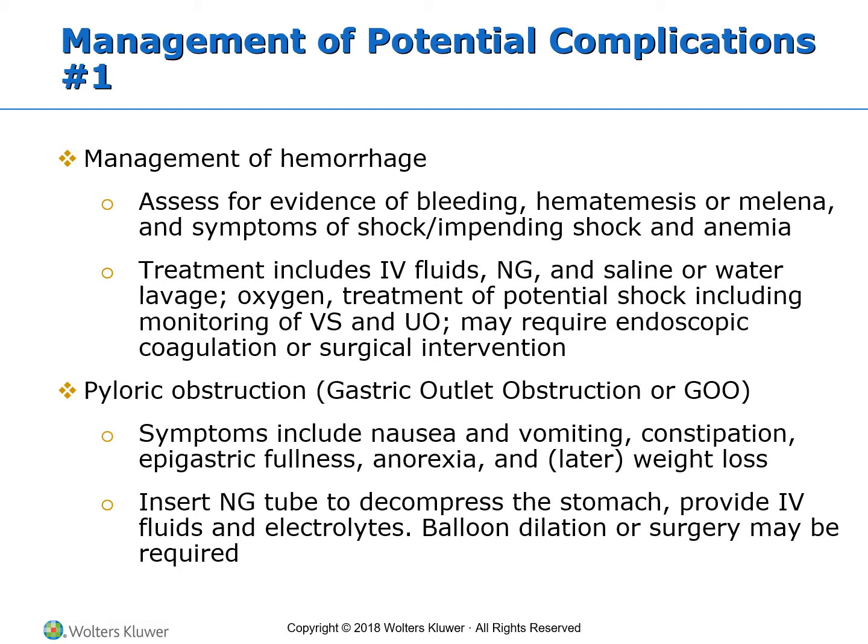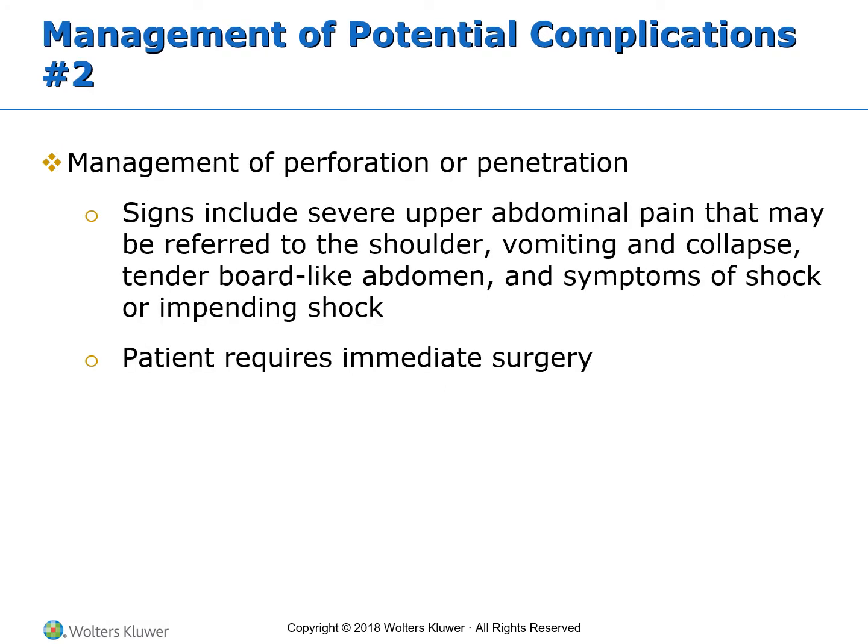If they go into hypovolemic shock, then you would do what's needed in order to treat the shock. As far as GOO, you would, again, NG to decompression, look at IV fluids, and you'll be monitoring intake and output as well as fluid balance. They can have surgery. They can also send down the tube with the balloon and inflate the balloon and try and stretch where the obstruction is. If they have perforation or penetration, then they need to go into surgery immediately.